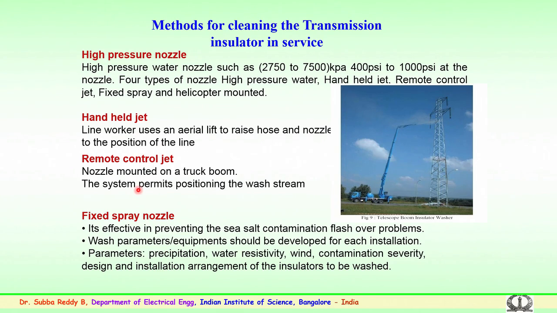Remote control, again here nozzles are mounted on a truck, similar to the truck arrangement here. There is a boomer here and a nozzle jet, and through the nozzle jet the spray is directed at the insulators and the insulators are cleaned. This is how the remote control of the jet is generally done using a truck arrangement.